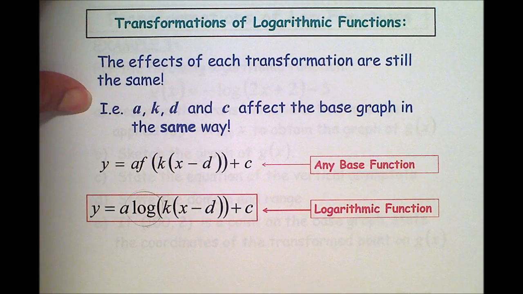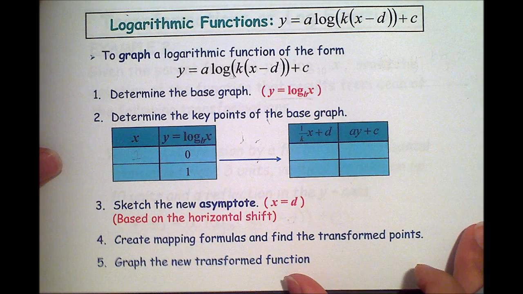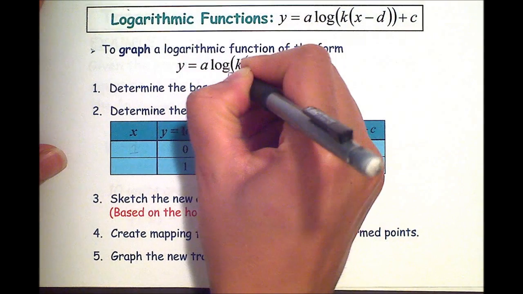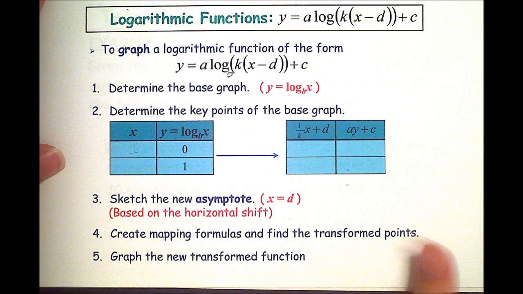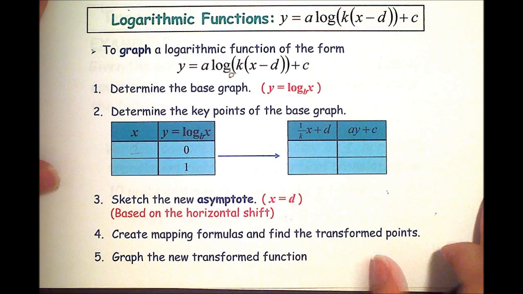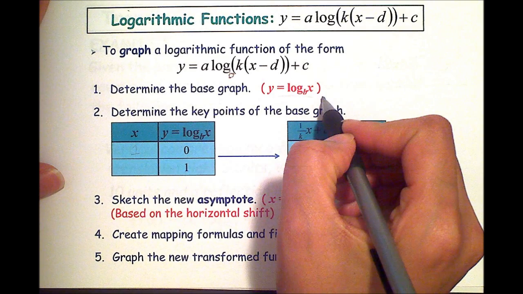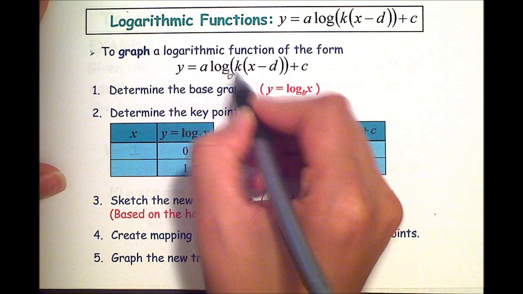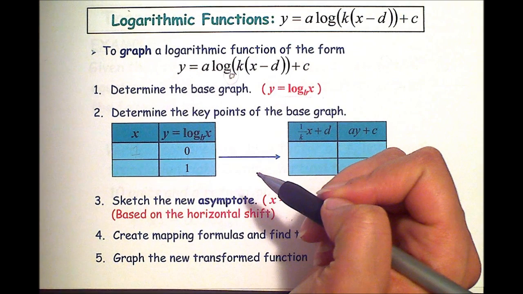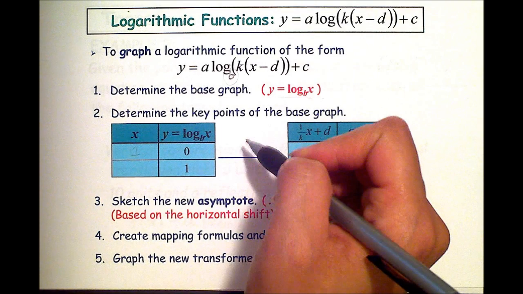Okay, so to graph a logarithmic function of the form y equals a log base b of (k(x minus d)) plus c, the first thing you need to do is determine what the base graph is going to look like. So you want to figure out what the base function is. And the base function will be easy to identify based on what the little number is next to the logarithm. Okay. Then you want to figure out what the key points of the base graph are.